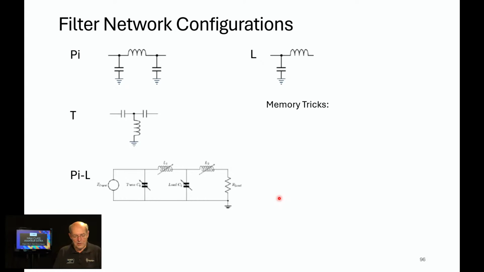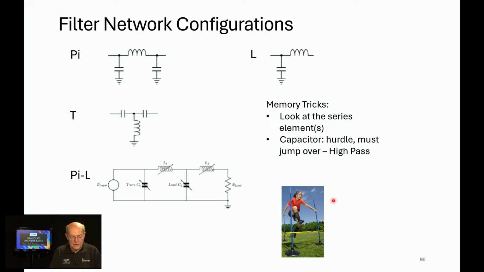Okay, here comes the memory tricks that I promised you. So look at the series element. By series, I mean from the source to the load. In this case, there's an inductor in series. So look at the series element. And then for a capacitor, think of the capacitor as a hurdle that you have to jump over. If you have to jump over it, it must be a high pass over the filter, right? Again, kind of a stupid little thing, but it'll work.